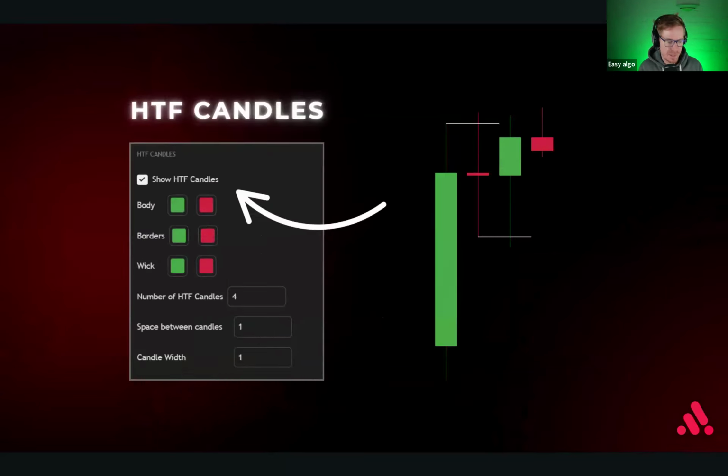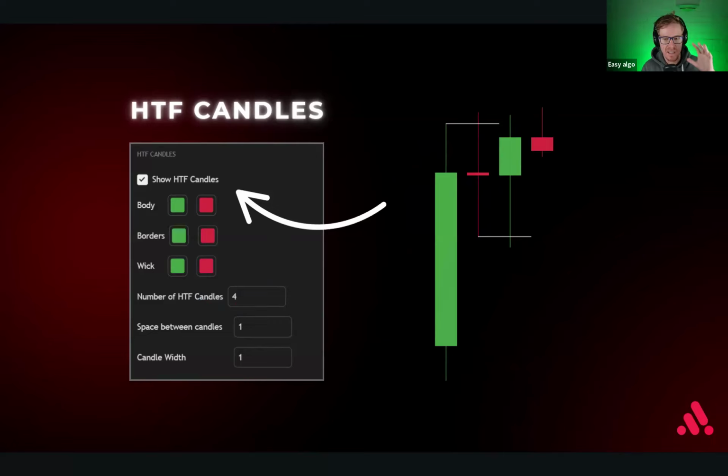So then if we come over here onto the higher time frame candles, you can see we've got these higher time frame candles that are projected onto the chart, and we can customize them. We can change the colors of them. We can change how many you want to see. So if you want to see 4, it'll show 4. The current setups and logic is based on monitoring 4, but you can alter it and have 5, 6, 7, 8. You can have as many of these higher time frame candles as you want.